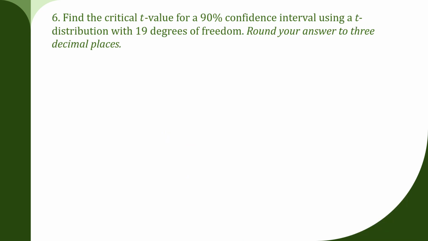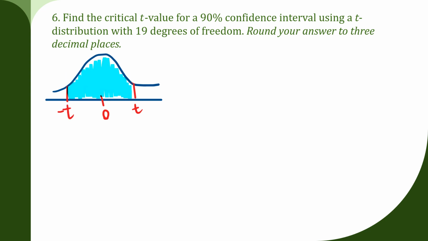And then our last problem, find the critical t value for a 90% confidence interval using the t distribution with 19 degrees of freedom. So very similar to the last problem. A confidence interval is always going to be the middle 90% or 95% or whatever your percentage is. So we're going to put 90% right there in the middle, or 0.90. Since the area under the curve has to add to 1, we know that there's going to be 0.10 in the tails.